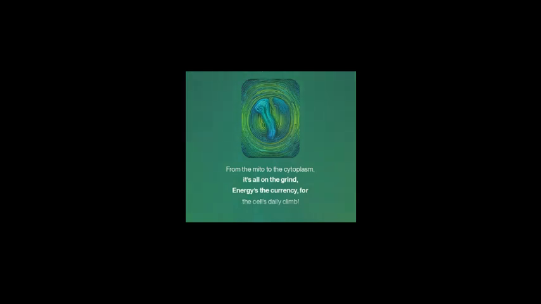Cellular story in the cell so tight. Respiration and fermentation, keeping it right. Glucose breaks down, oxygen makes ATP. And when the air's gone, fermentation sets us free. From the mito to the cytoplasm, it's all in the grind. Energy's the currency for the cell's daily climb.